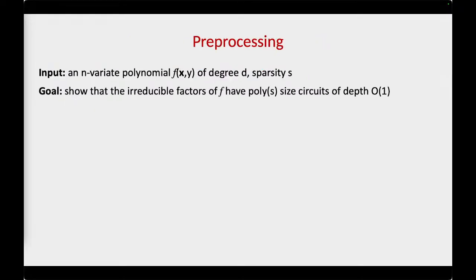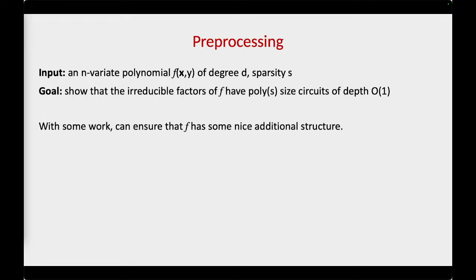Okay, so let's start with pre-processing. So here's how we should think of the input. Let's think of the input as just being a sparse polynomial. This is a very special case of general circuits. And we would like to show that all the irreducible factors of f have poly size circuits of depth order 1. So with a little bit of work, we can ensure that f has some additional structure that helps us proceed with the later steps better.